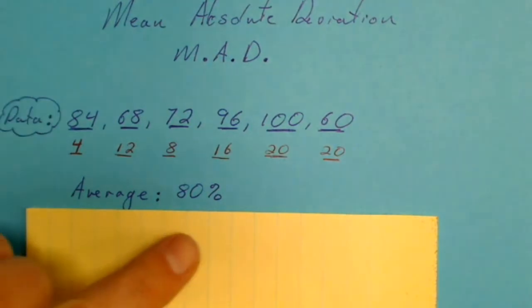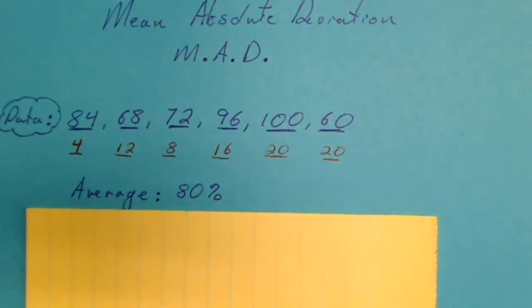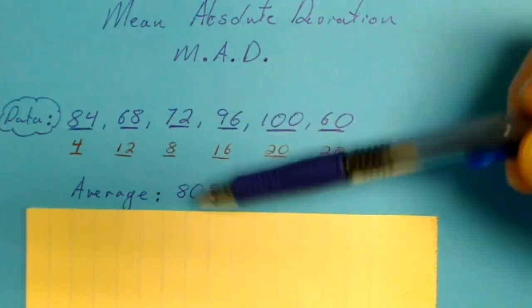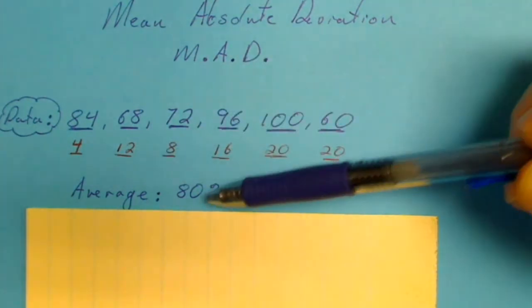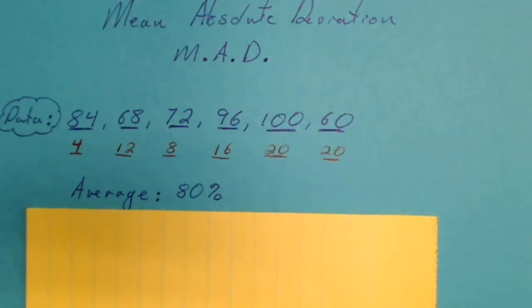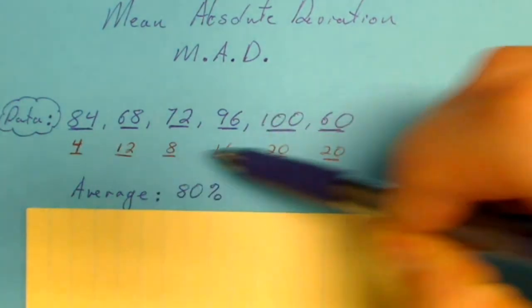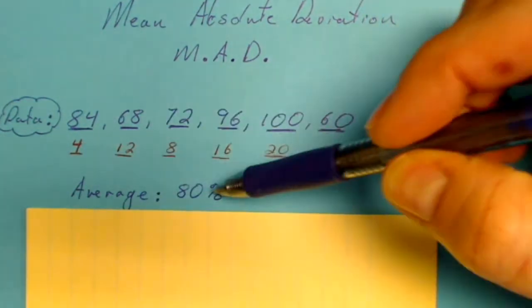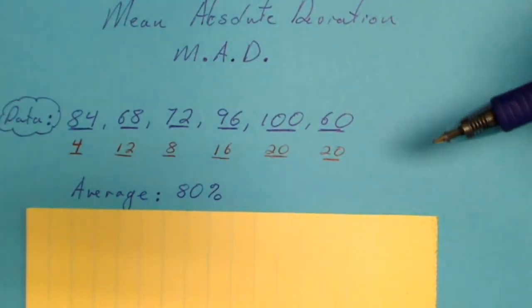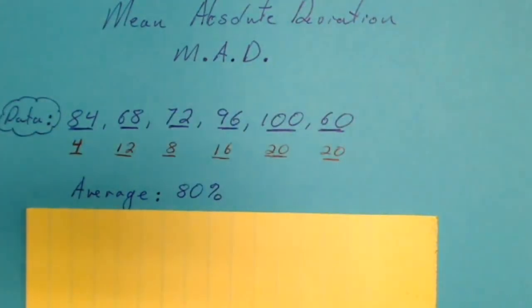So 84 minus my average of 80 is 4. 68 minus 80, 12. 72 minus 80, 8. 96 minus 80, 16. 100 minus 80, 20. And 60 minus 80, 20. So now what we're going to do is add all of these numbers up, all of the differences between the average and our original data, and then we're going to find the average of those. And what that number will tell us is how far our numbers are deviating from the average.